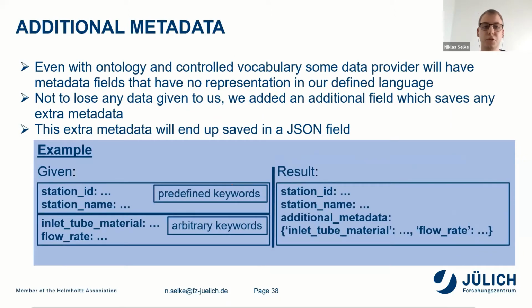So even with the controlled vocabulary in place, there's of course the possibility that we get additional metadata from some of our data providers that we do not specify in our controlled vocabulary. And in order to not lose any information we are given, we introduced an additional field in the database called additional metadata, which is a JSON field and stores any extra information we are given in a JSON structure, and can then in return also be accessed like any other metadata field in the database. Next slide, please.